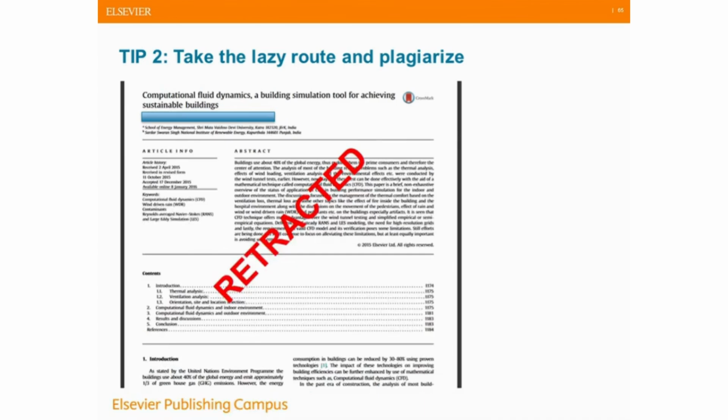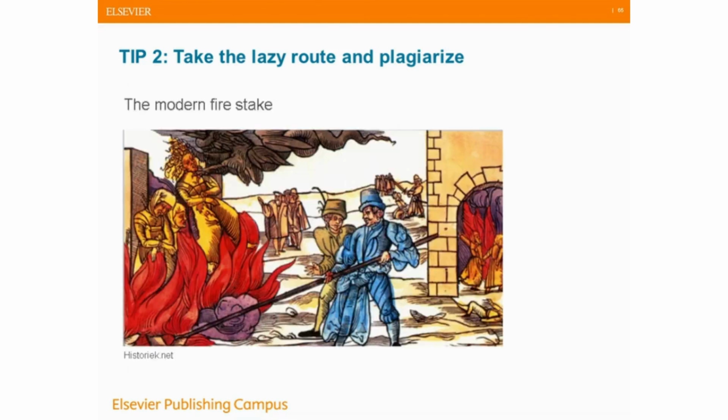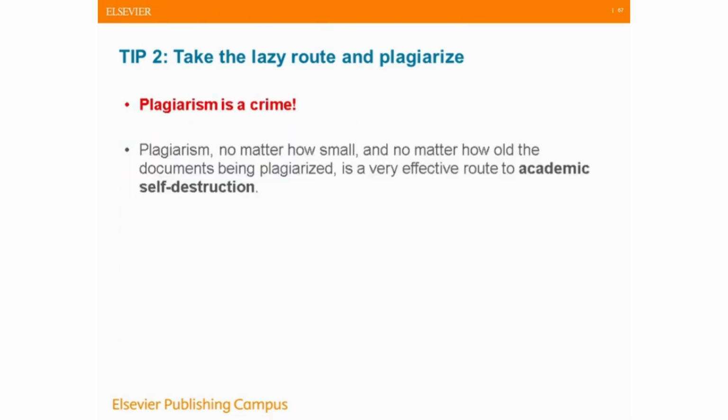And that's not all. What is then also done is that the article, the PDF, remains online, but every page is stamped in big red letters retracted. And I think that all of us here will agree that this is something you don't want to happen to your article. So this is a bit like the modern fire stake, and although you might think that this is quite harsh as a repercussion, you have to remember plagiarism is a crime. And if you do it, you also have to be willing to suffer the consequences.